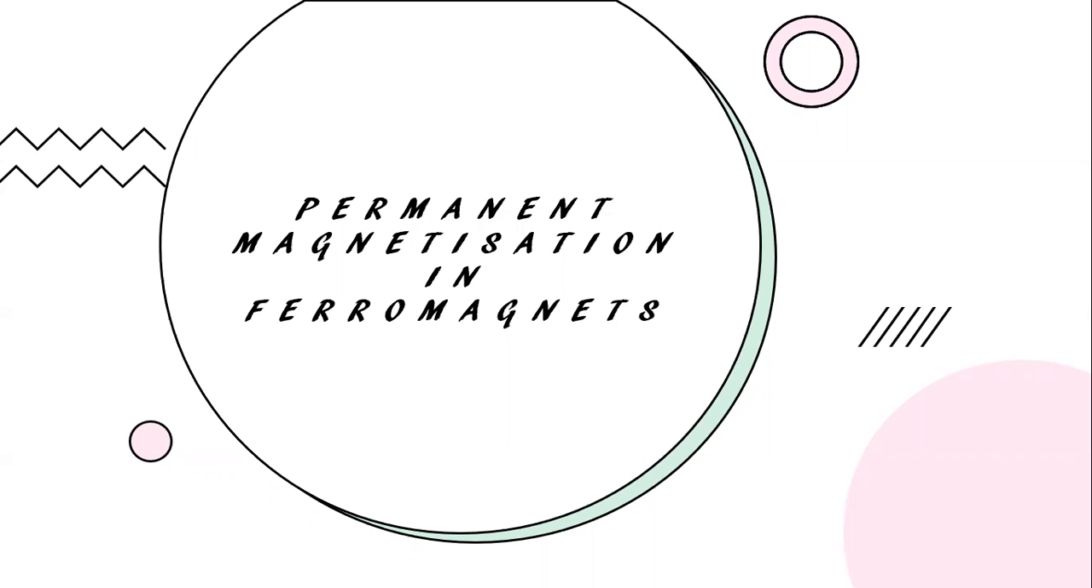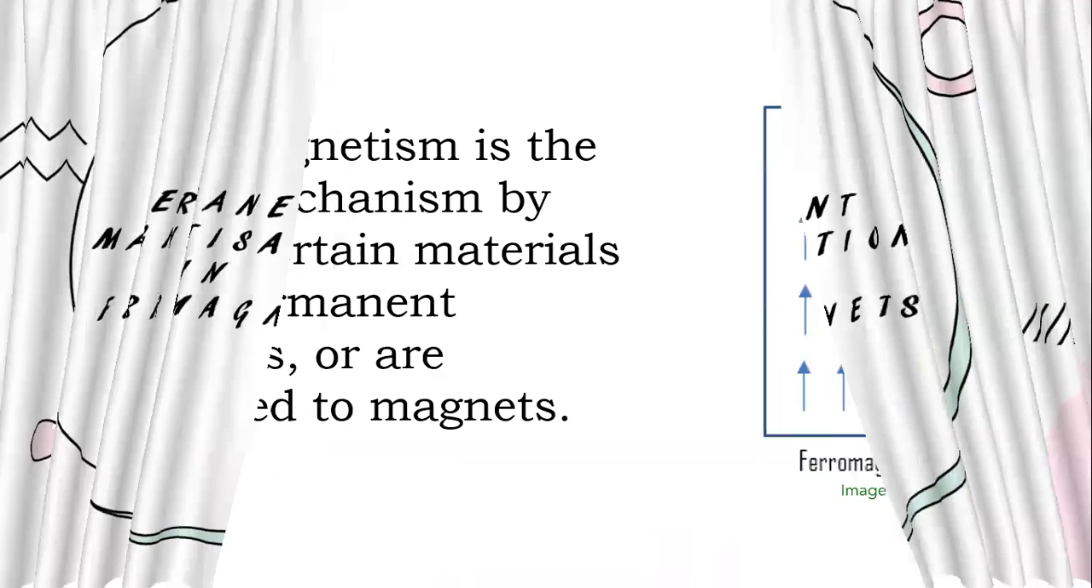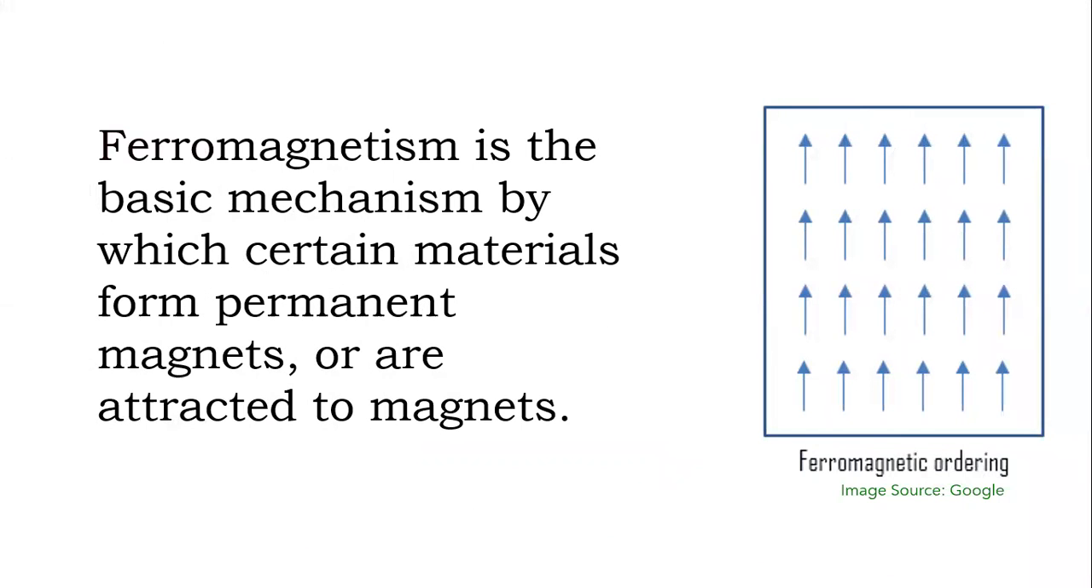Permanent magnetization in ferromagnets. So what are ferromagnets? Well, ferromagnets are the materials which we commonly see as permanent magnets. So ferromagnetism is the basic mechanism by which certain materials form permanent magnets or are attracted to magnets. In a ferromagnet, we see ferromagnetic ordering in which all the spins are aligned together, giving rise to non-zero magnetization and giving a particular direction to the magnetic field that they produce.